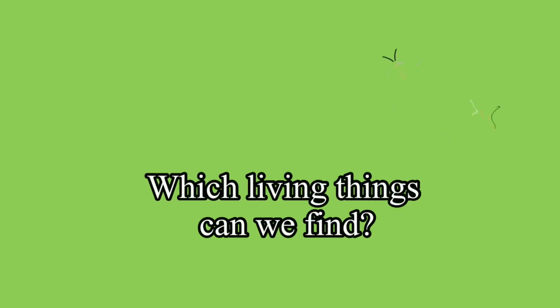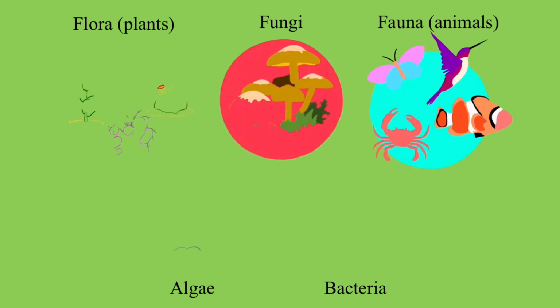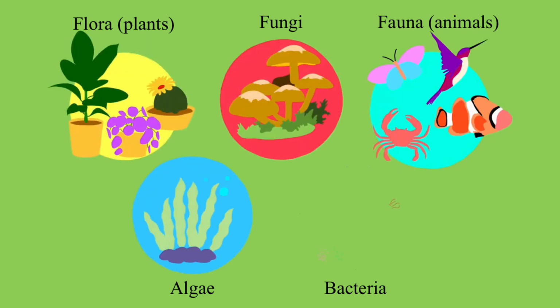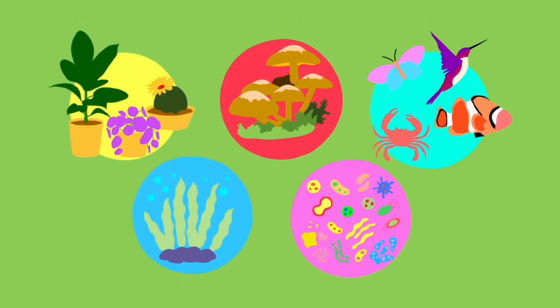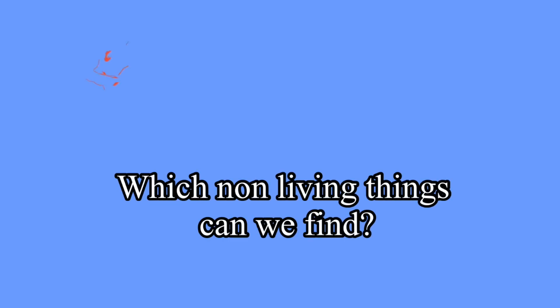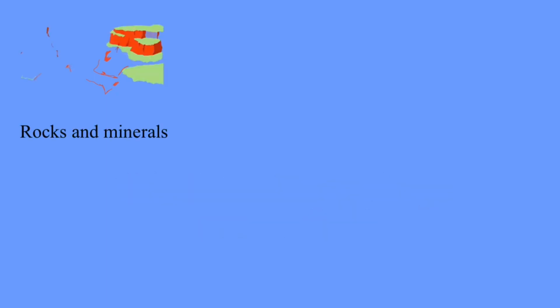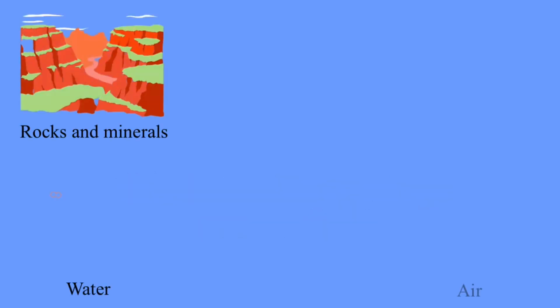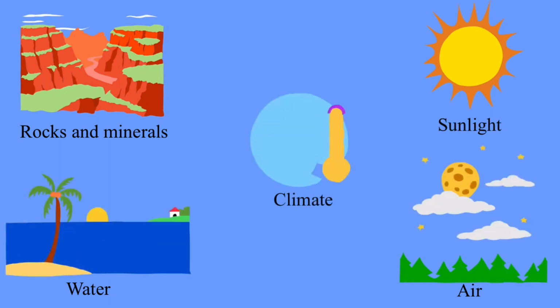Which living things can we find? We can find animals, fauna, plants, flora, algae, bacteria, and fungi. There are also non-living things, for example, rocks and minerals, water, air, sunlight, and climate.